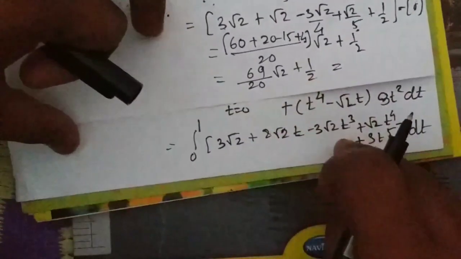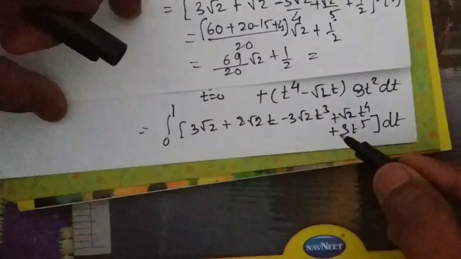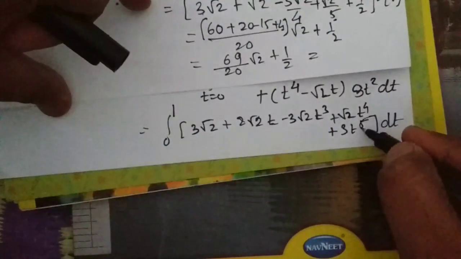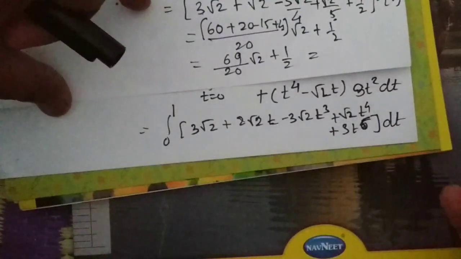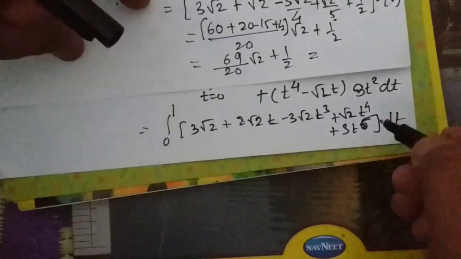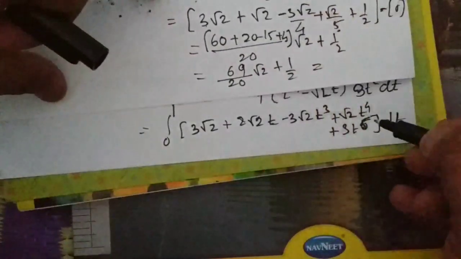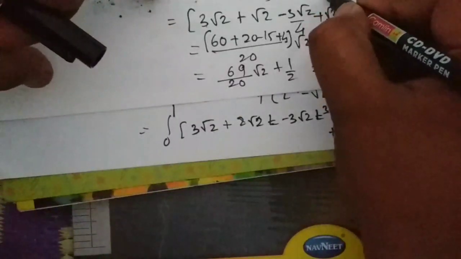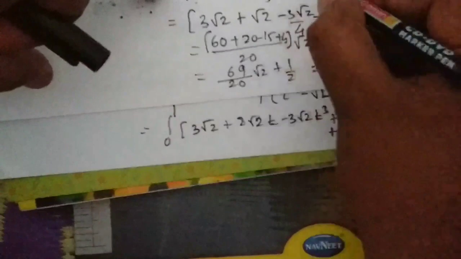I think one mistake we have made here. The multiplication of t raised to 4 with t square will be t raised to 6. By mistake I have written t raised to 6 here. So here the integration of t raised to 6 will be t raised to 7 by 7, and this 3 as it is, that is 3 by 7.